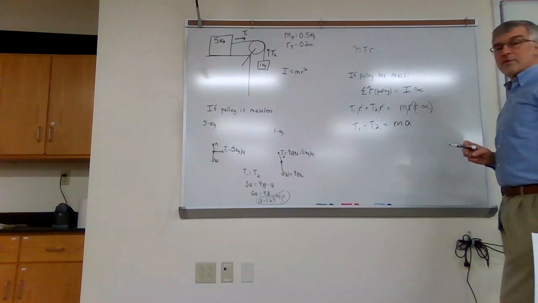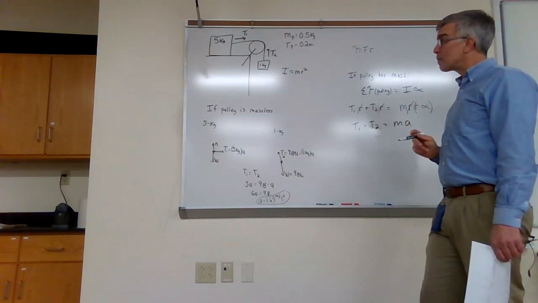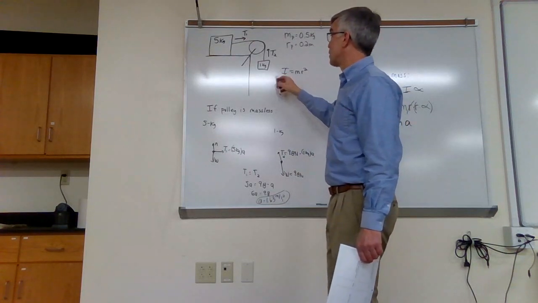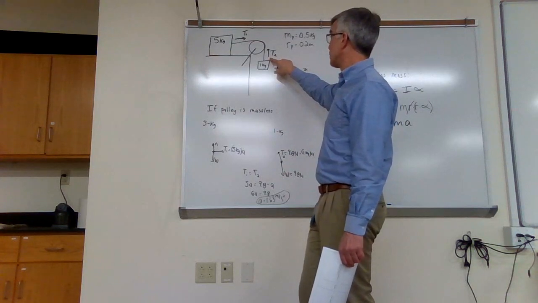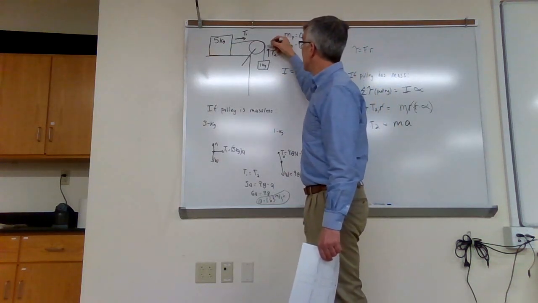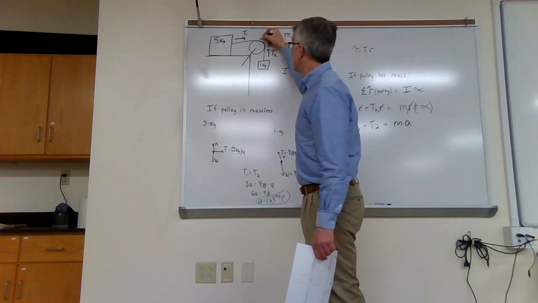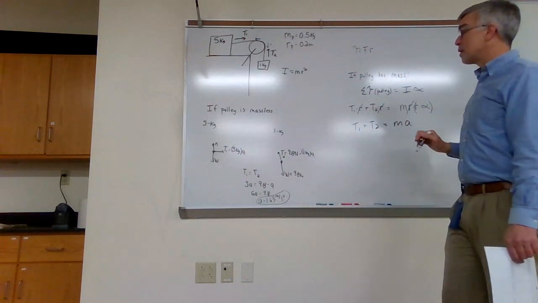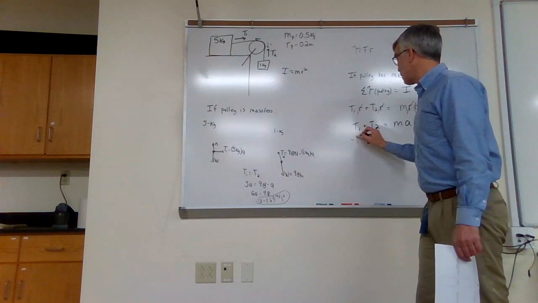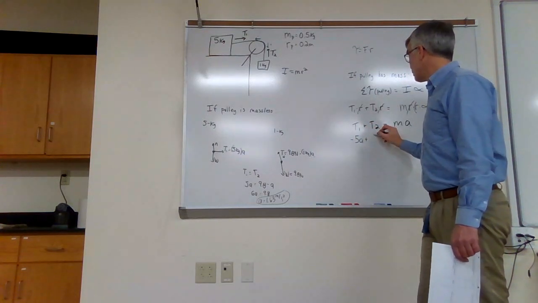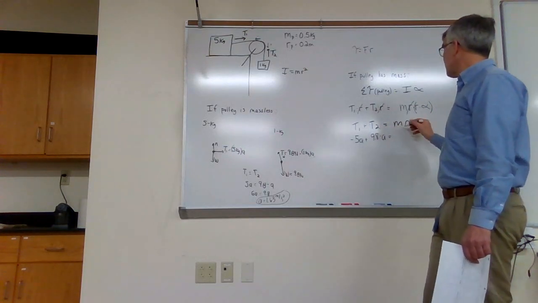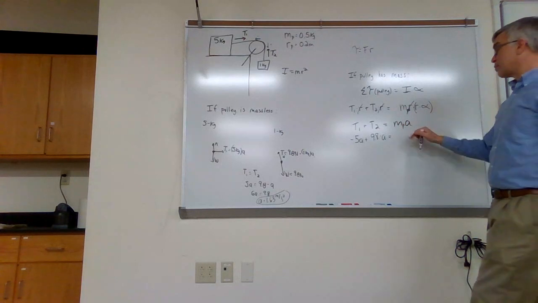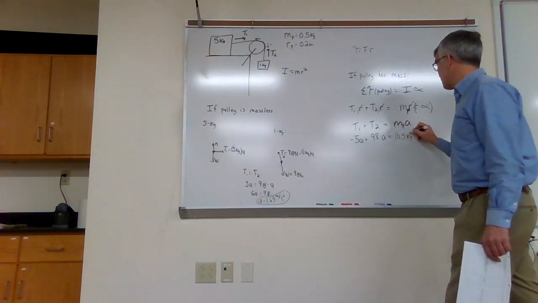Now, one of these tensions has to be positive, one of them has to be negative. For this problem, I'm going to call this the positive direction. I drew in these original arrows for the tensions pulling on the block. T2 is pulling the pulley this way. T1 is pulling the pulley that way. I'm going to call this positive and this negative. So T1 is negative 5a. T2 is 9.8 minus a. And this equals the mass of the pulley, MP, which is 0.5 kilograms, times the acceleration.